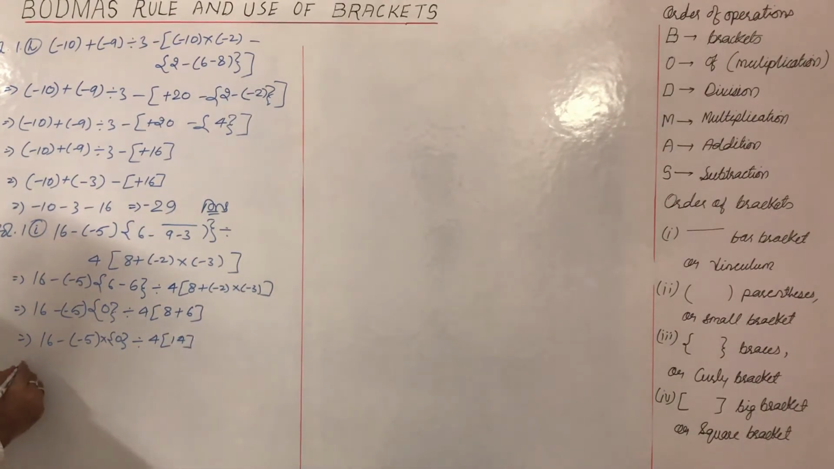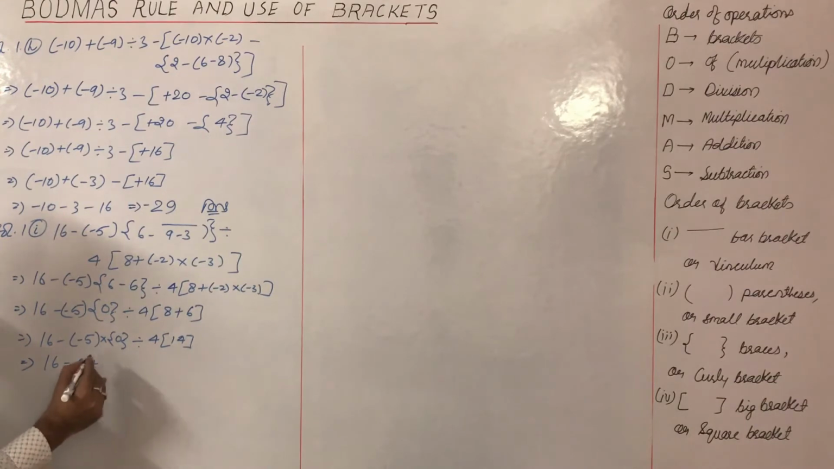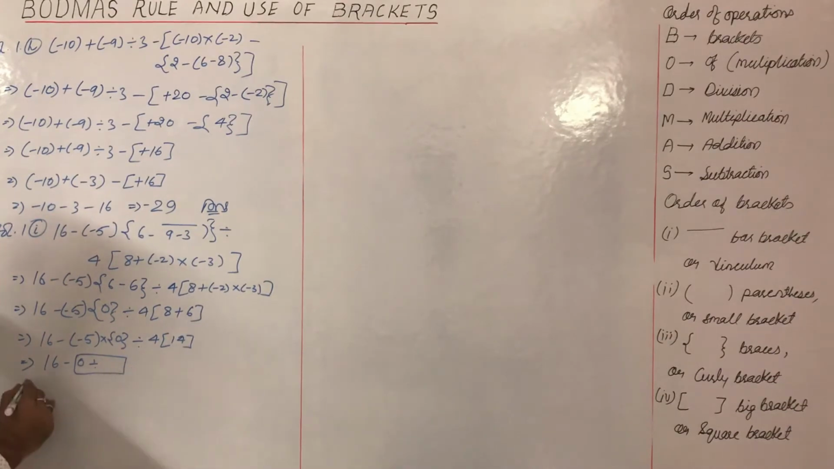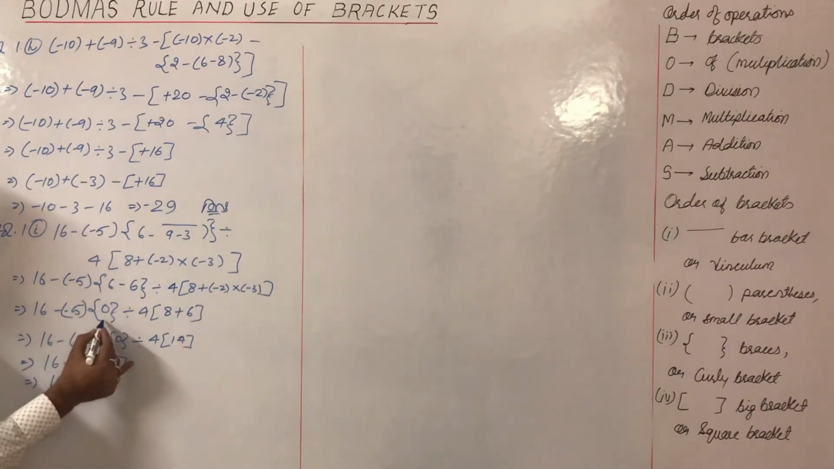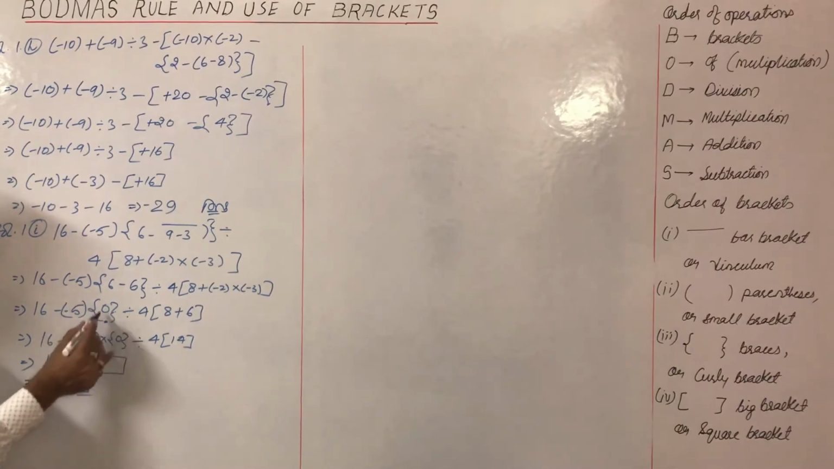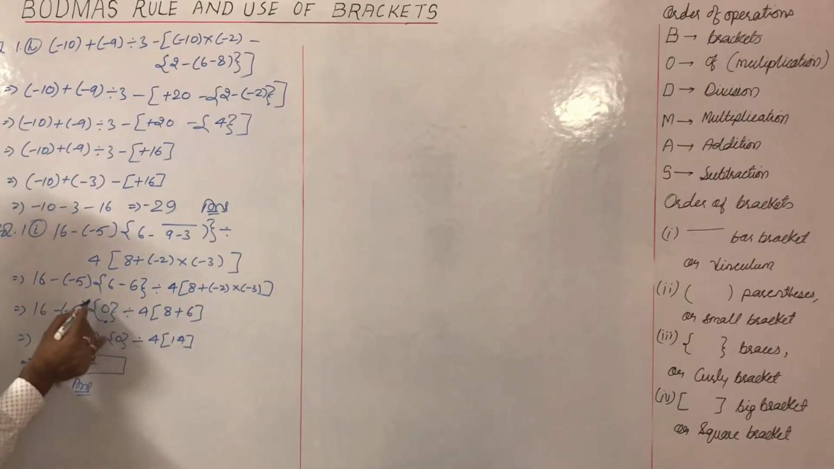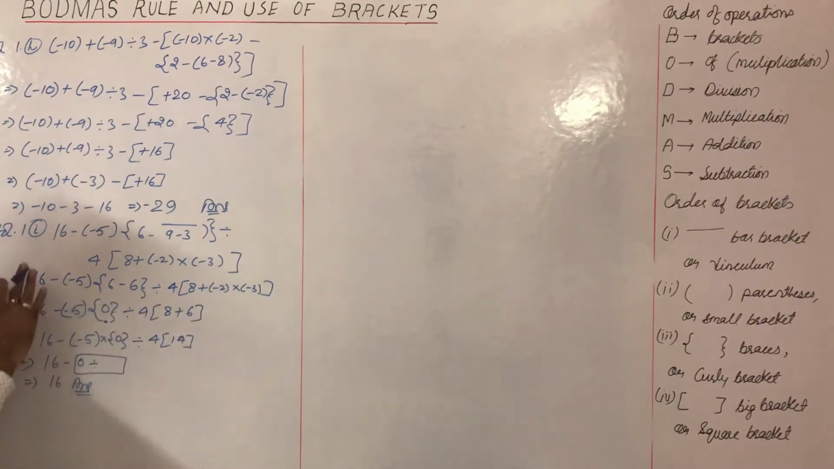In the next step, 16 minus 5 into 0, 0 divided by 14 into 4, but ultimately this becomes 0. So 16 is the final answer, right? And in this step only, you know that the multiplication is 0. So multiplication 0 and division again 0. So ultimately the answer is 16.